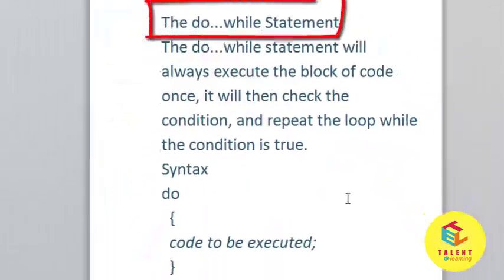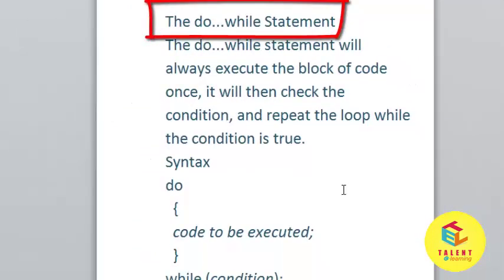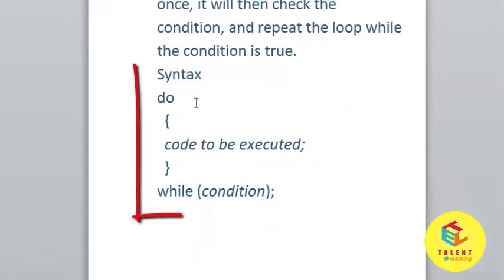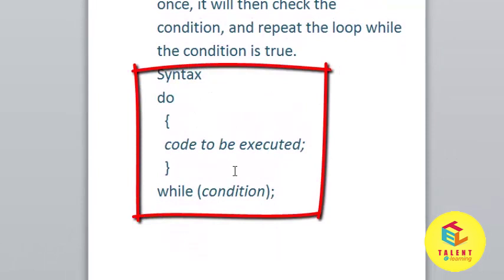Next, do while loop. The do while loop will always execute the block of code once. It will then check the condition and repeat the loop while condition is true. This is the syntax for do while loop. First, this code will be executed at least once, and then condition will be checked.